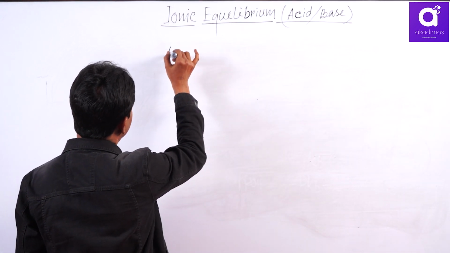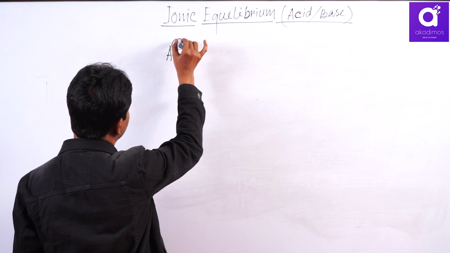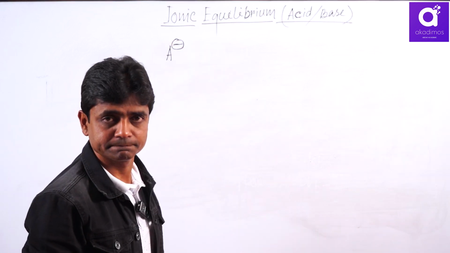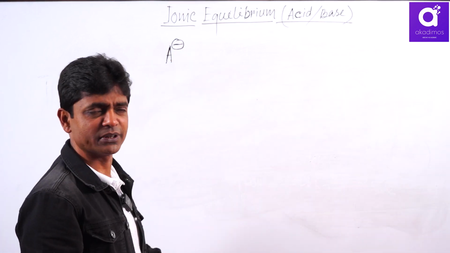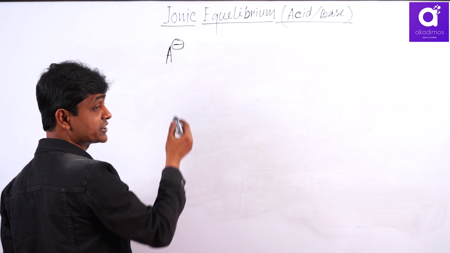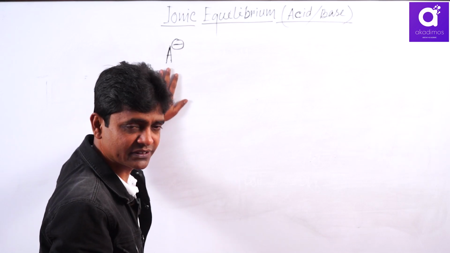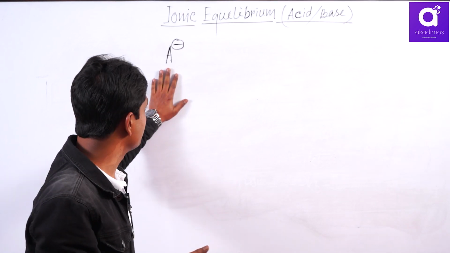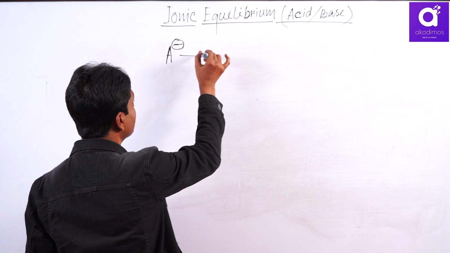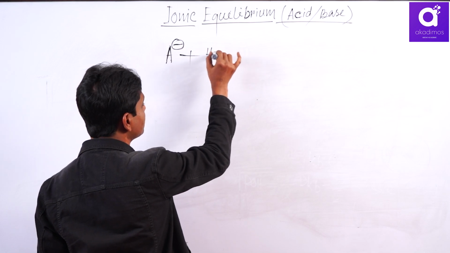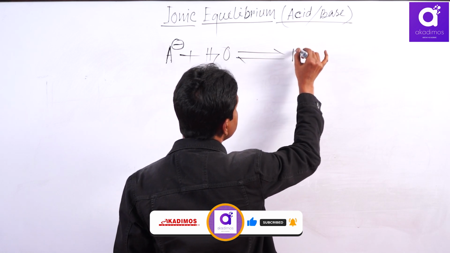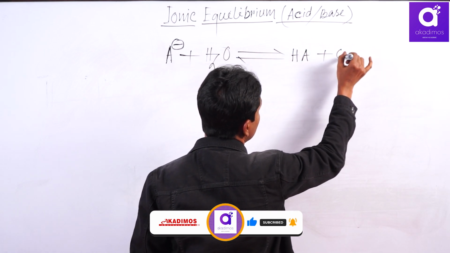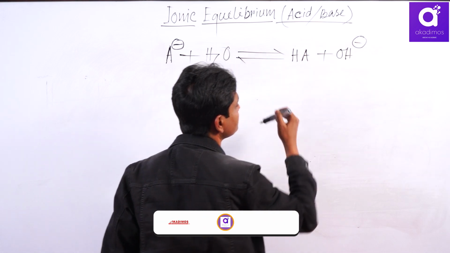You know A minus is the conjugate base of HA. Whatever it may be, it is the conjugate base with respect to HA. That means it is a base. When the base shows basic character, the corresponding dissociation equilibrium is this one: A minus plus H2O gives HA plus OH minus.